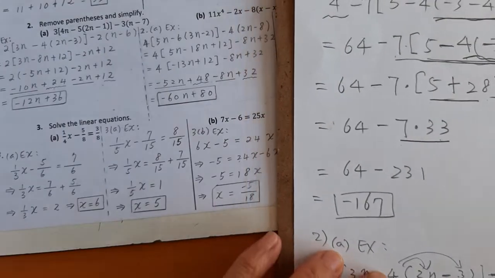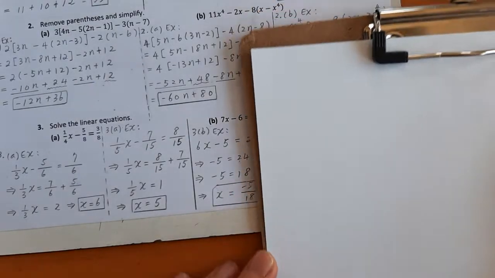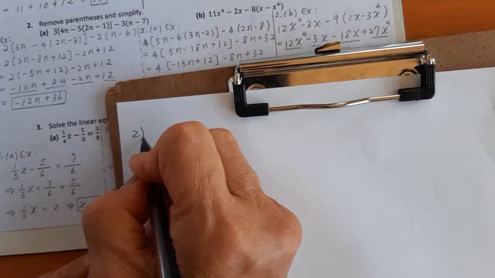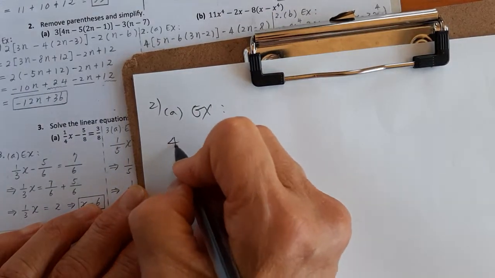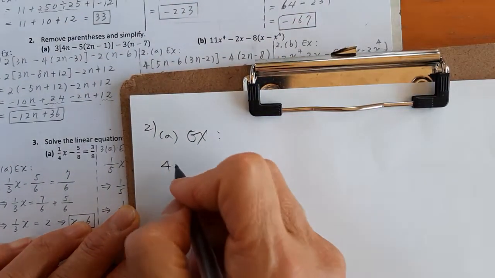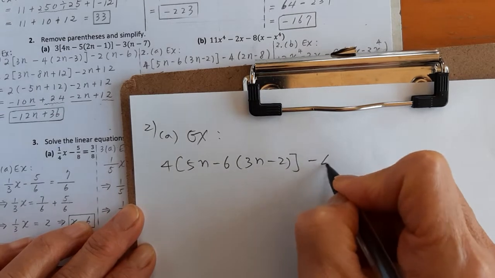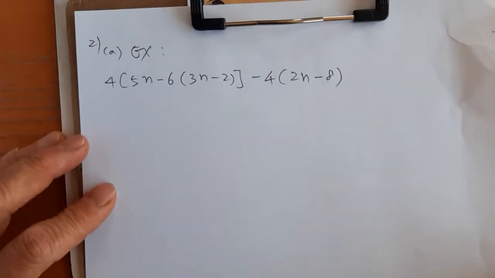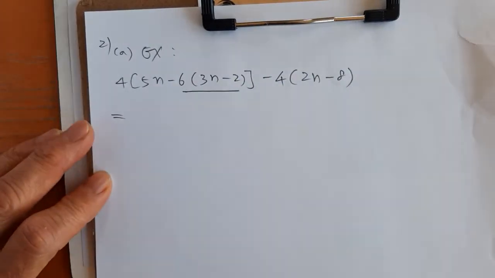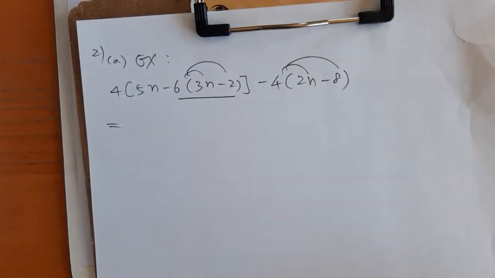That's 2A example. Then next example is still 2A example. This example, question 2a example is this one. 4(5n minus 6(3n minus 2)) minus 4(2n minus 8). So for this one also, innermost parenthesis do first, distributive property, remove the parenthesis.